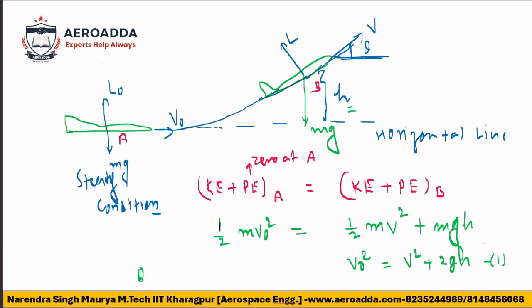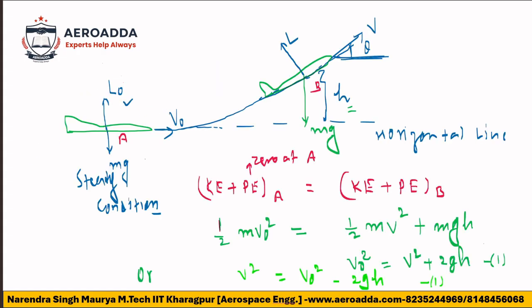Or what else can you write for this? Or you can write, see, V square is equal to V naught square minus 2gh. All right, so this is equation number 1. See, the derivation is not important at all, but you should know at least how it comes. Okay, so now you will calculate the lift.